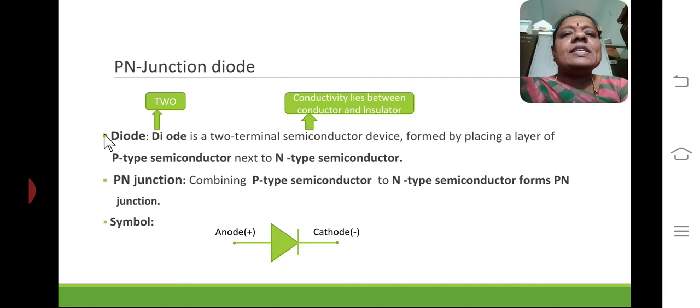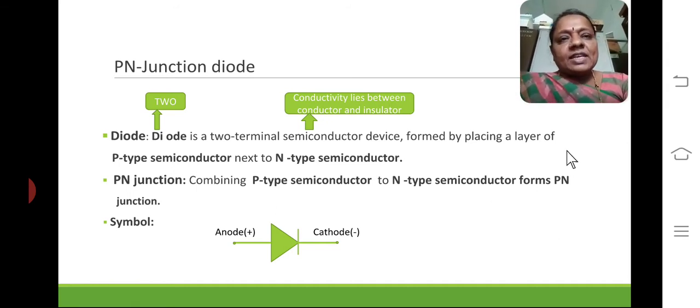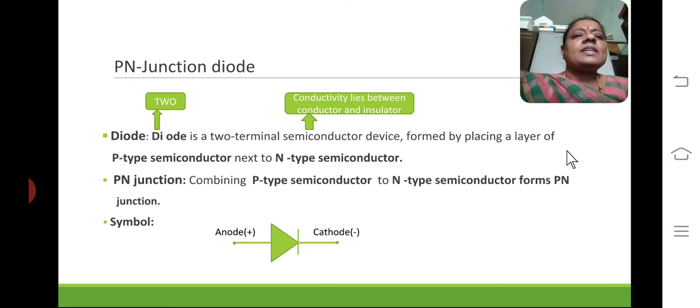All of you know what a diode is. A diode is a two-terminal semiconductor device formed by placing a layer of p-type semiconductor next to n-type semiconductor. Let us revise once again the definition of the diode. A diode is a two-terminal semiconductor device. What do we mean by semiconductor? Semiconductor means its conductivity lies between the insulator and the conductor.